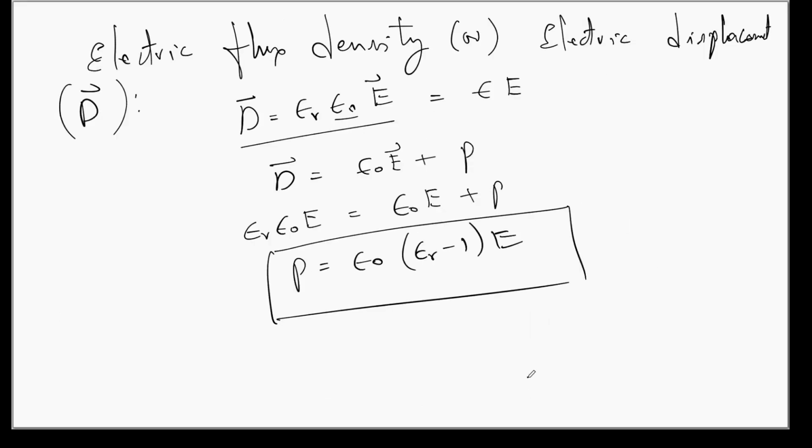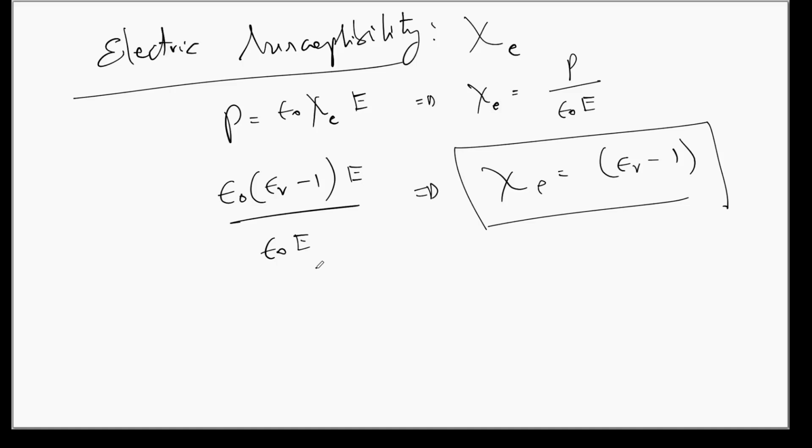We have seen the electric flux density or the electric displacement. From that, we have obtained the expression for the polarization vector. We have also seen the electric susceptibility. We have obtained chi e, the electric susceptibility, as epsilon r minus 1.